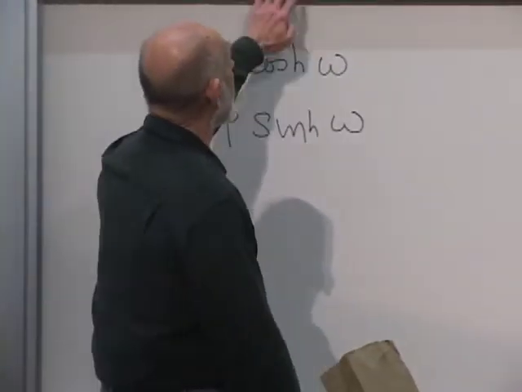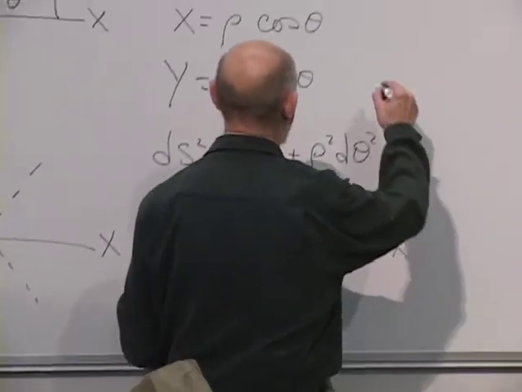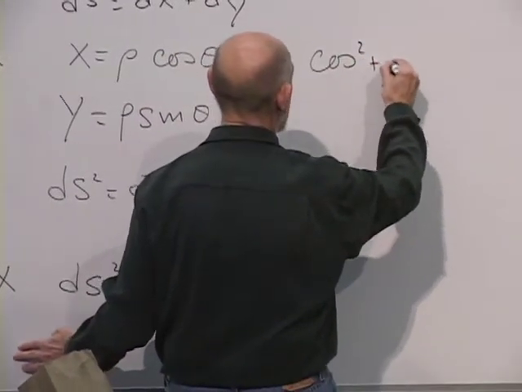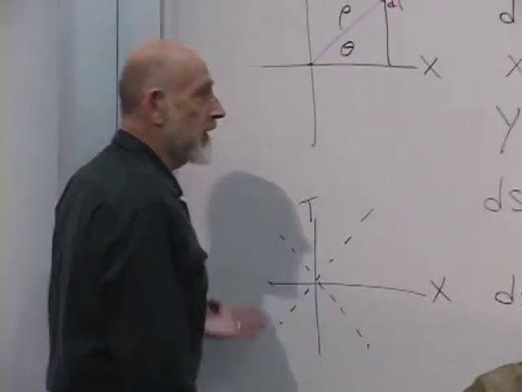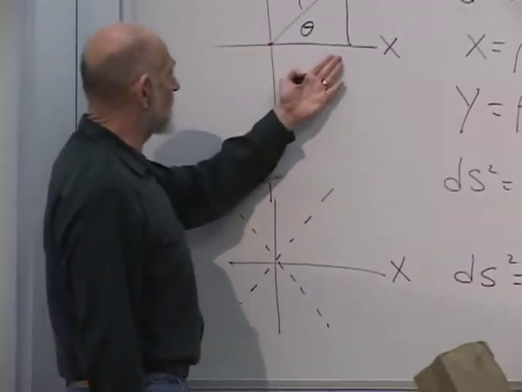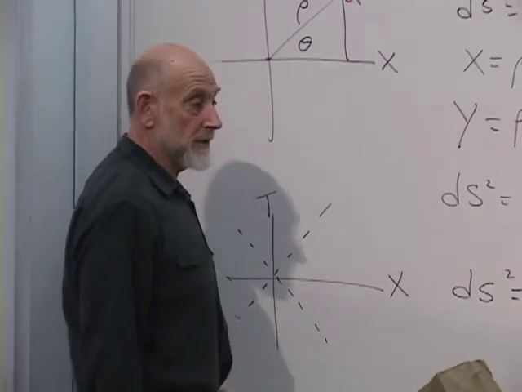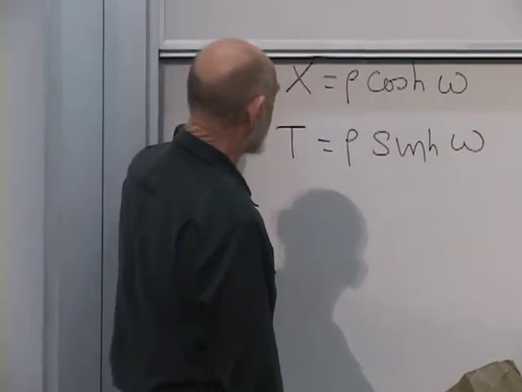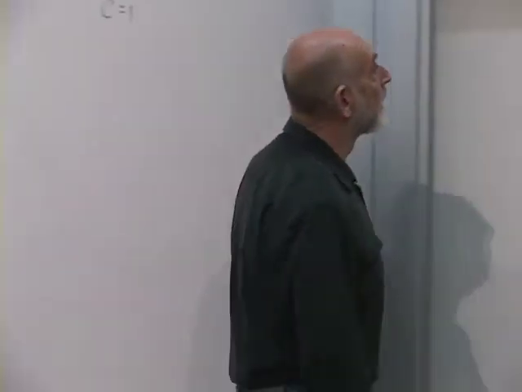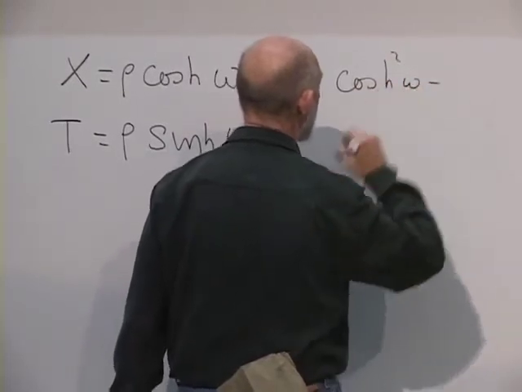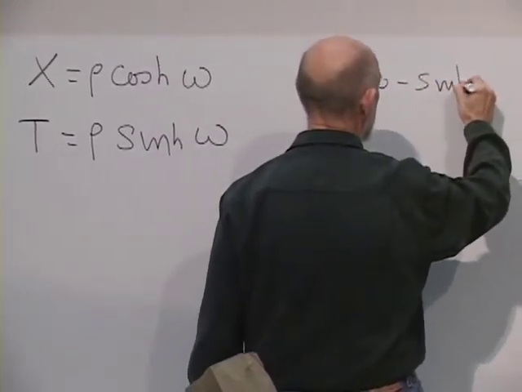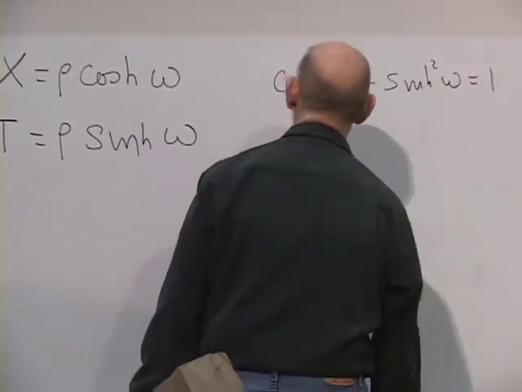All right, now, what are hyperbolic sine and cosine? Well, whatever they are, let's come back to cosine and sine. Cosine squared plus sine squared equals 1. That's a statement of basically the Pythagorean theorem, that this side squared plus that side squared is the hypotenuse squared for a unit triangle. How about for these hyperbolic guys? What's the equation for them? Cosh squared omega minus sinh squared omega equals 1. All right, that's one thing.